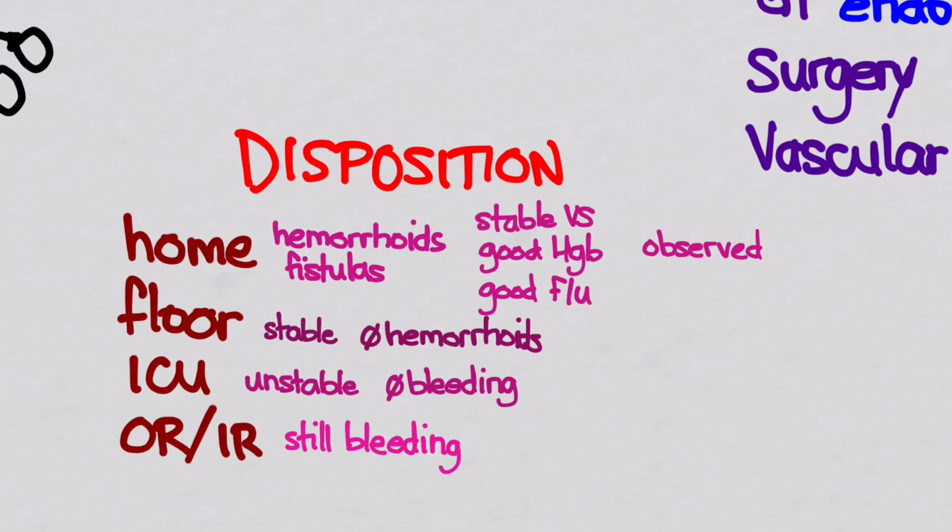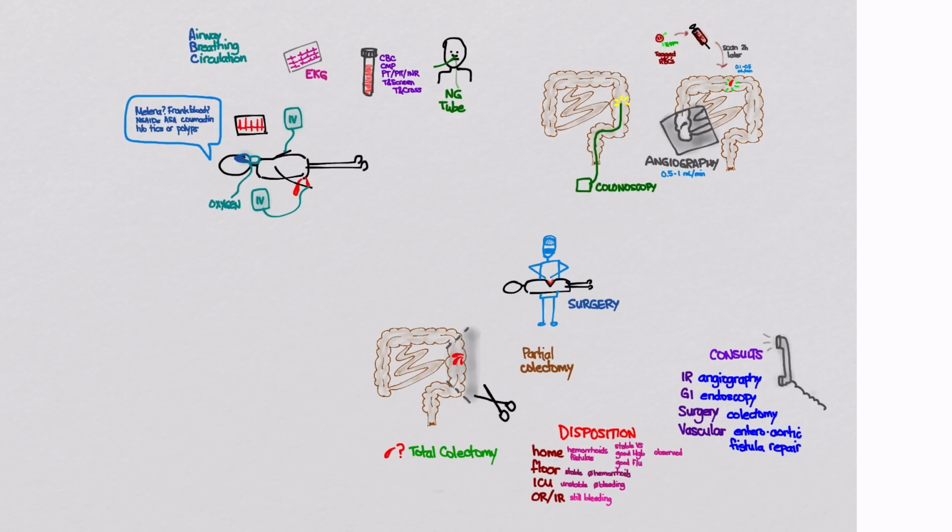So this was our quick run through lower GI bleeding. There's of course more detail for each one of these diseases, but it was a good overview.